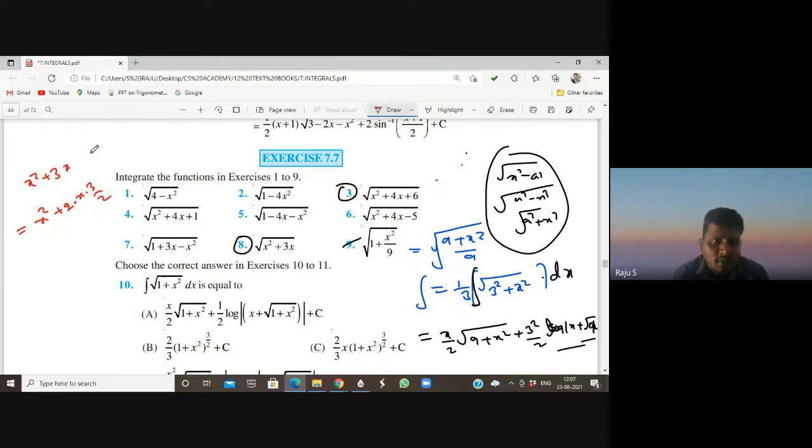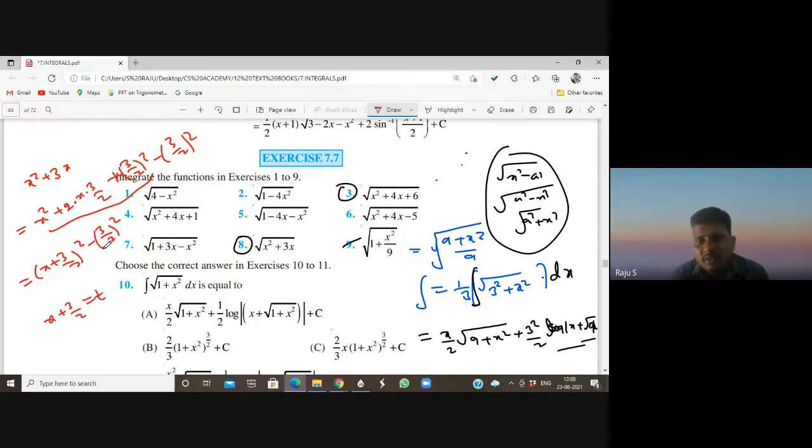Fine. So now if I compare here a square plus 2ab, b value is 3 by 2. So 3 by 2 whole square minus 3 by 2 whole square. This can be written as x plus 3 by 2 whole square minus 3 by 2 whole square. Same again here, x plus 3 by 2 is equal to t. First change it to completing square, this value. Remaining all the questions, you do the same procedure.